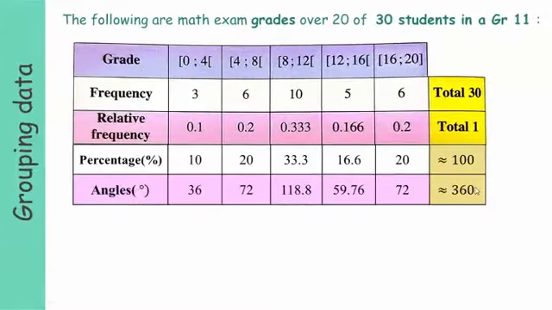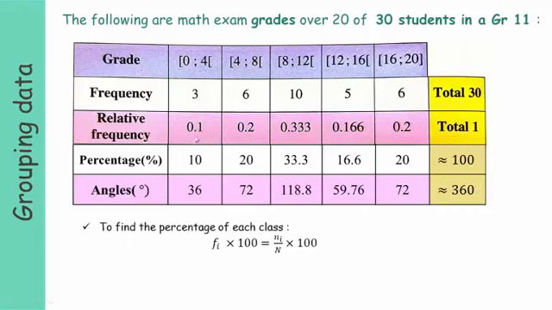Also, we can find the percentage of students in each class. To find the percentage, we shall multiply the relative frequency by 100. You can see how 0.1 times 100 is 10, 0.2 times 100 is 20, and so on. Which means that we have 10% of students who had grades between 0 and 4. 20% of students had grades between 4 and 8, and so on.